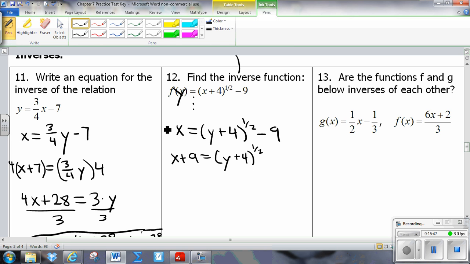The main thing to remember here is that the 1/2 power is the same thing as a square root. If it helps you out, you can write this side as a square root, which most of you like doing, so I'll go ahead and show that way. This will be the square root of y plus 4. To get rid of the square root, you square both sides. So we're going to square this side and square this side.